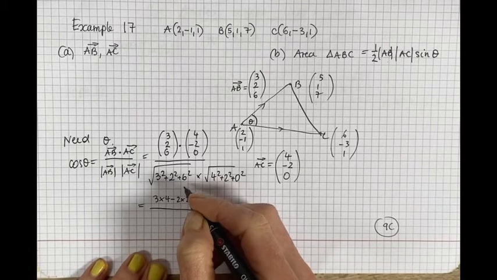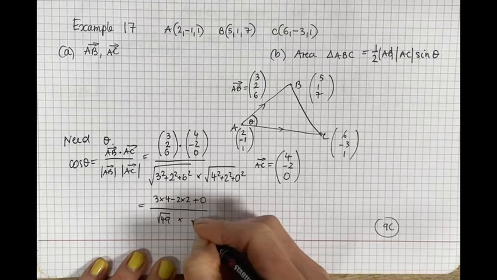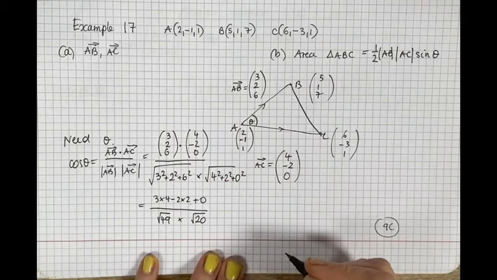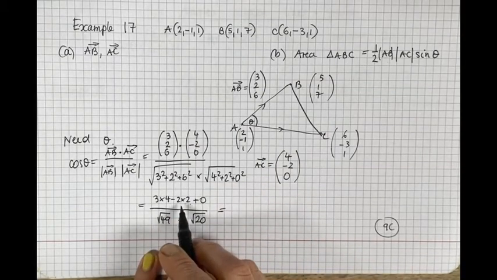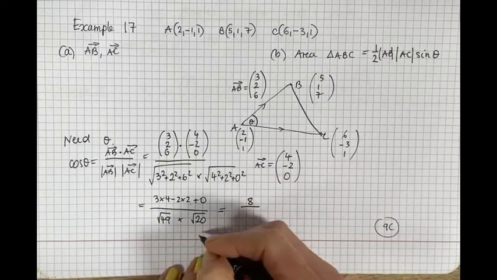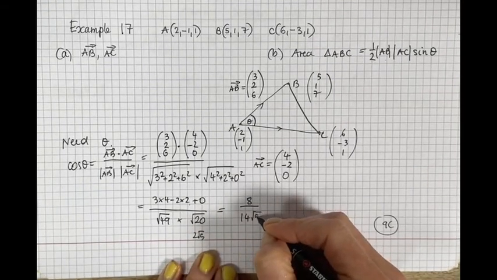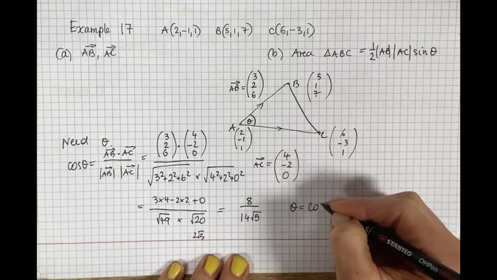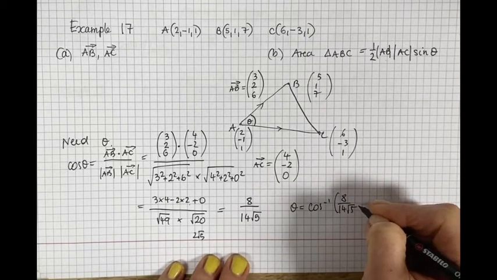And here we're going to have square root of 49, and square root of 20. Hope that's right. So it's 12 minus 4, that's 8, over 7, and this is going to be 2 root 5, 14 root 5. So theta is equal to cos inverse of 8, you could have cancelled that down, over 14 root 5.